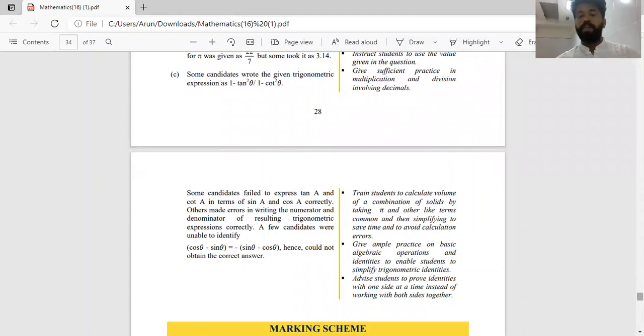So a few tips from our end: give ample practice on basic algebraic operations and identities to enable yourself to simplify trigonometric identities. And you have to keep this in mind that you have to start with one side at a time instead of working with both the sides together. So this was last year's paper of March 2020, which we have just analyzed, where we've gone through the common mistakes which the students make and a few tips for you to guard against those mistakes and ensure that you don't lose out on marks.